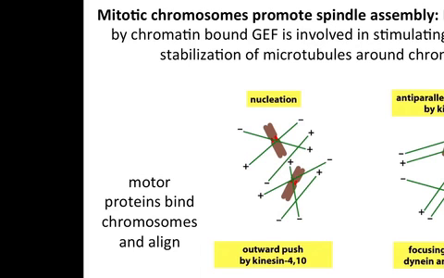So some other things to think about. The mitotic chromosomes themselves promote spindle assembly. So Ran GTP, do you guys remember Ran? What do you guys remember about Ran? Molecular switch, GTP binding protein, what else? What's it involved with? That's Ras. Ran. I heard something targeting. Targeting to what? No, that's Ras.